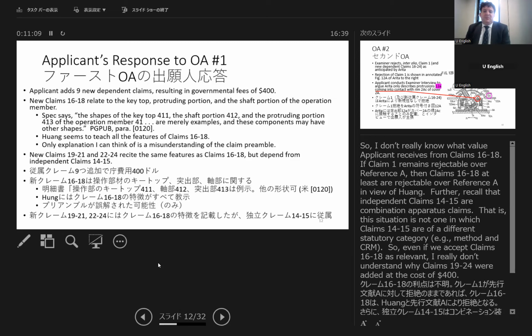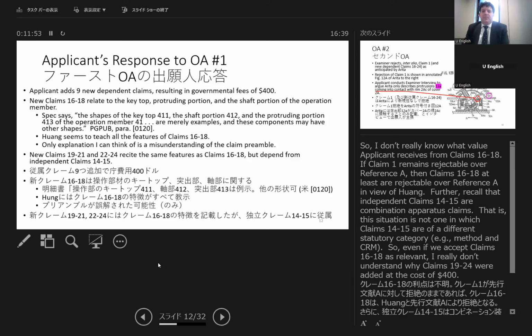And the only explanation I can think of is, as I said earlier, a misunderstanding of the claim preamble, right? If the applicant, or the applicant's representative, more likely, thinks that the invention is the operation member, pardon me, then it makes sense to claim these elements. But if you believe that the invention is the entire housing, you wouldn't normally choose these elements. And so I'm not really sure what value the applicant receives from these claims, right?